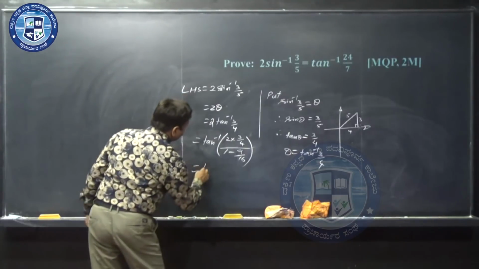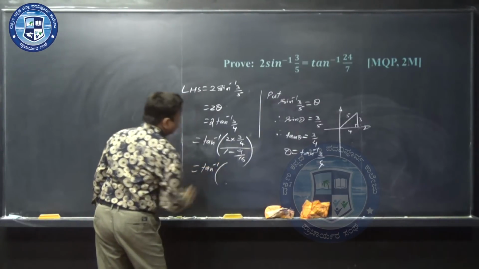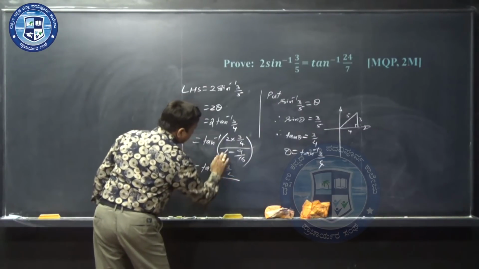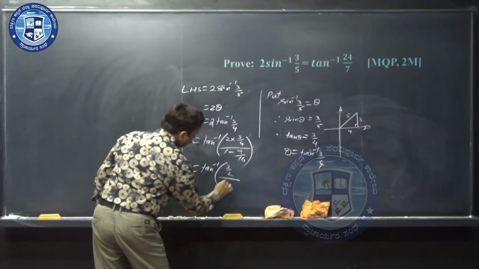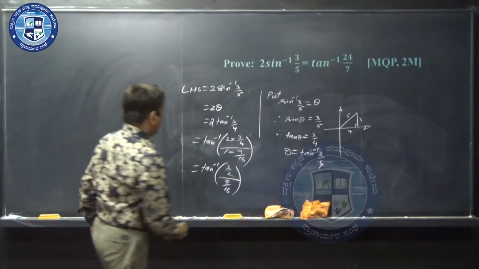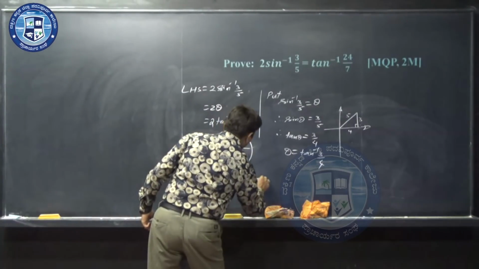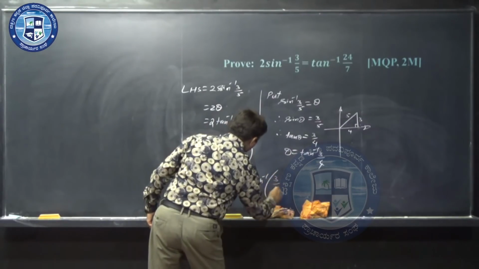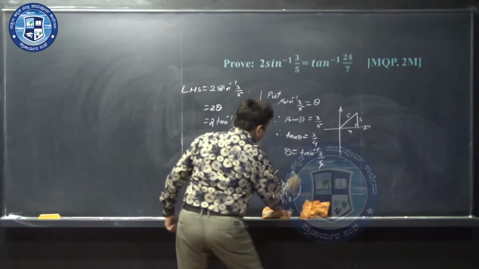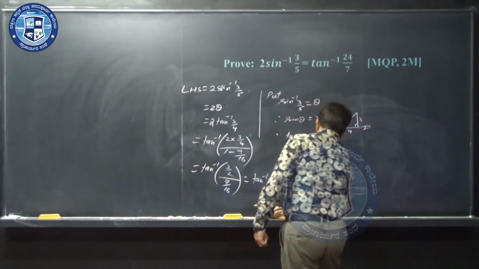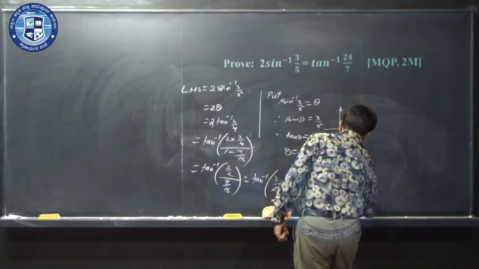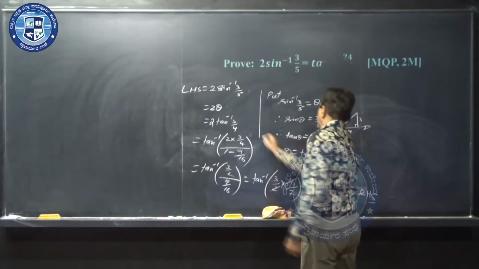That is equal to tan inverse of, this will be 2 times 3/4, which is 3/2, divided by (16 minus 9)/16, that is equal to 7/16. That is equal to tan inverse of 3/2 into 16/7, this is 8, so you are getting 24/7, that is equal to the right hand side. Nice question.